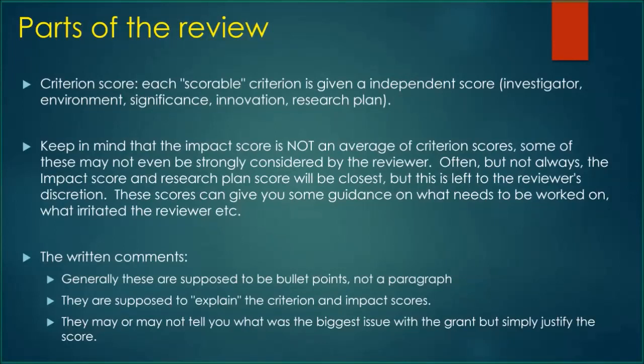Now, there will be the overall impact score. You're not going to know what that was for any particular reviewer per se, because the impact score is only the average of all the scores from the study section. However, your 3 reviewers will have each scored what's called a criterion score. Now, the scoreable criteria are investigator, which is you, environment, which is where you work, significance, innovation, and research plan.